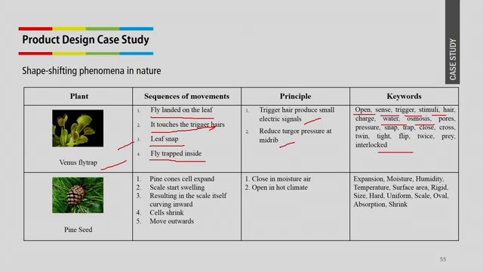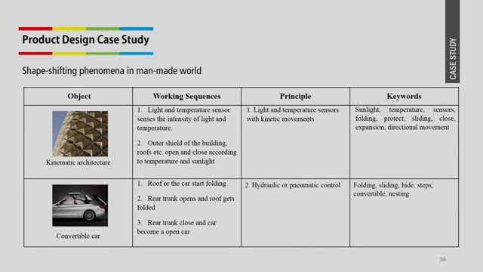Similarly, we have also seen shape shifting phenomena in the man-made world. For example, kinematic architecture and the convertible car. So, what is the working sequence, how is it happening, and what is the principle? We also noted down different keywords. For example, in the case of convertible cars, the roof of the car starts folding, then the rear trunk opens and the roof gets folded. The rear trunk closes and the car becomes an open car.